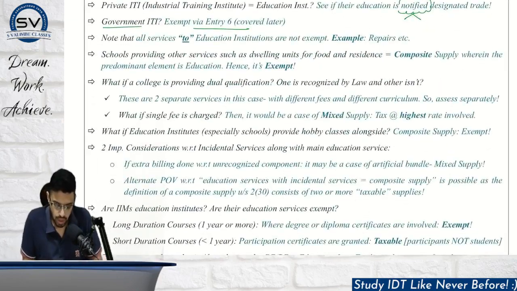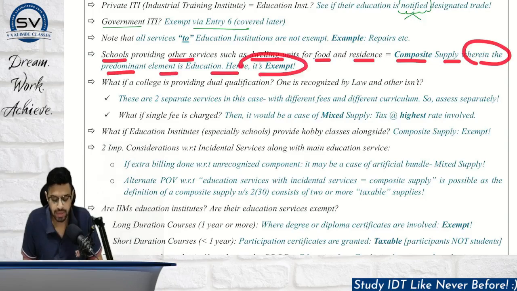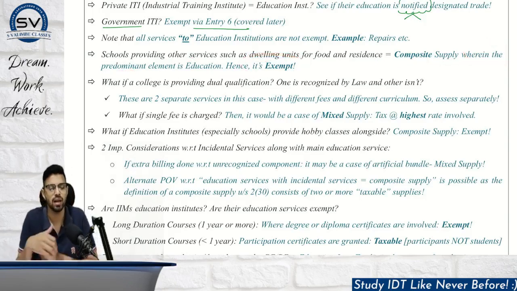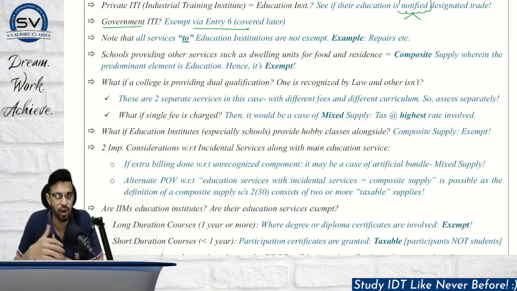Let's move ahead. Schools providing other services such as dwelling units for food and residence, it becomes a composite supply where the predominant element is an education service. Now understand, there are some schools which are providing, let's say, day boarding facility, right? So small children go there, and beyond 1 p.m., 2 p.m., they stay till 6 p.m. Beyond that, parents come and pick their children. So in this case, would the day boarding related service be differently categorized and will it be taxable? Answer is no. This is a clear-cut case of composite supply. Predominant element is education. Day boarding happens to be the ancillary service, so exemption will be enjoyed.